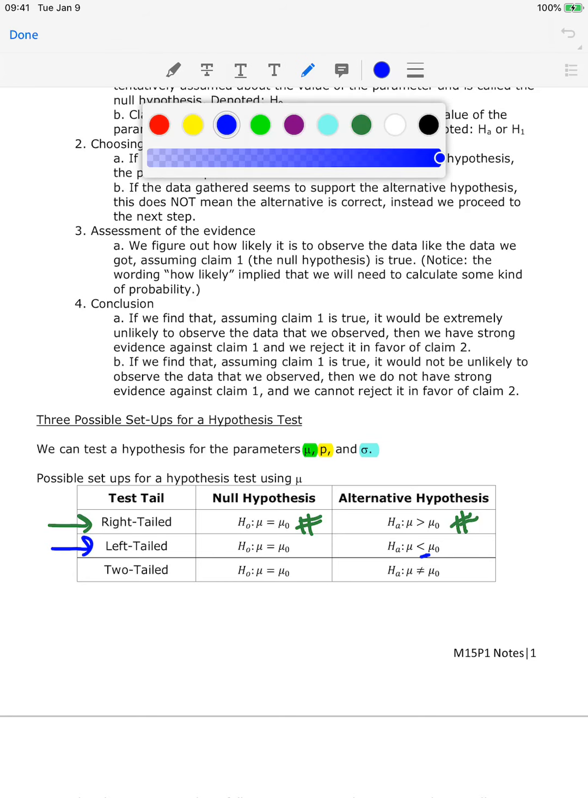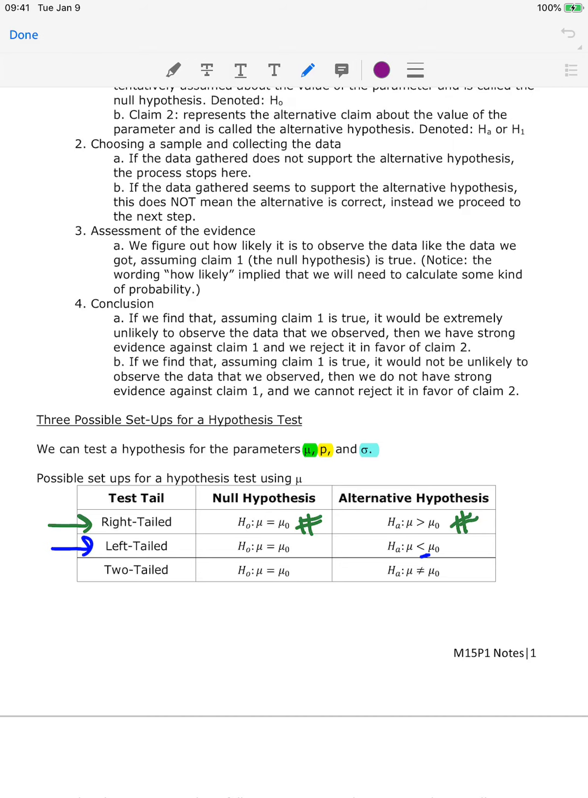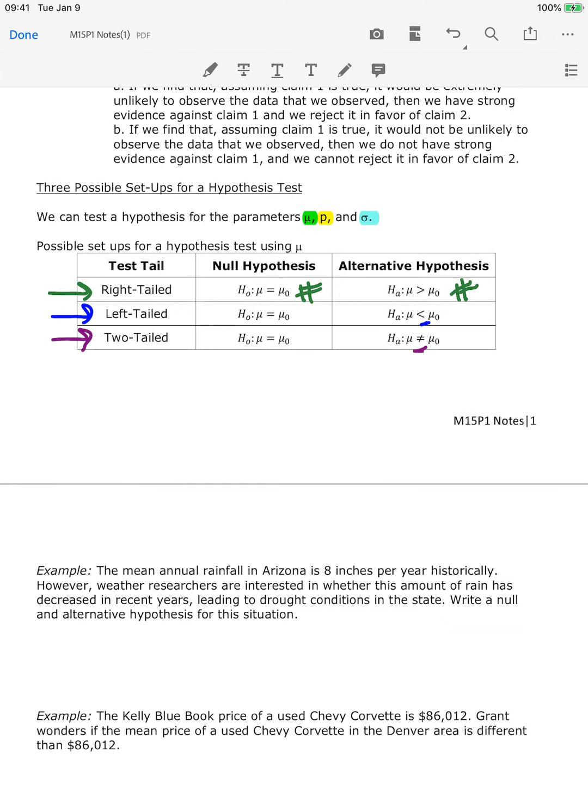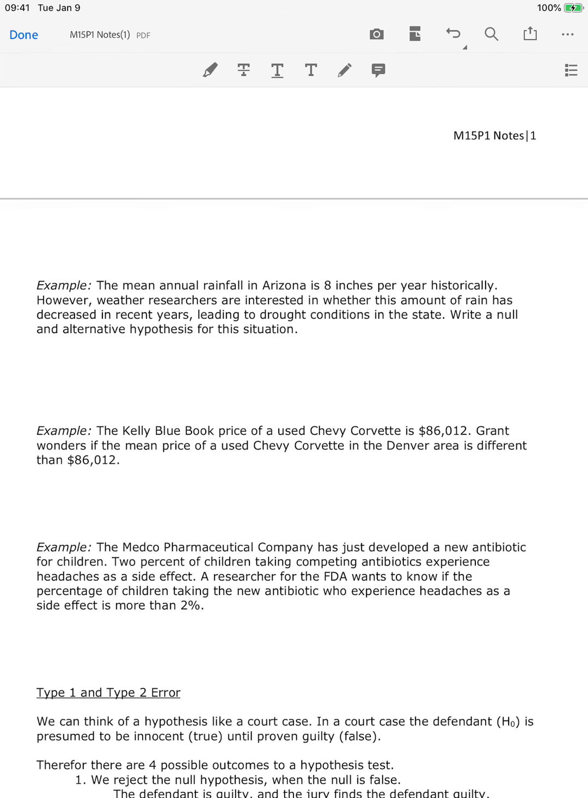And finally, our two-tailed test, again, our null is exactly the same, so you say that the parameter, in this case the population mean, is equal to some number. And then the alternative here, we're saying that we don't know whether it could be greater than or less than, we just think it's different from. So the mean is not equal to whatever that value is. And that gives us the two-tailed test. So let's look at some examples of how to set this up.